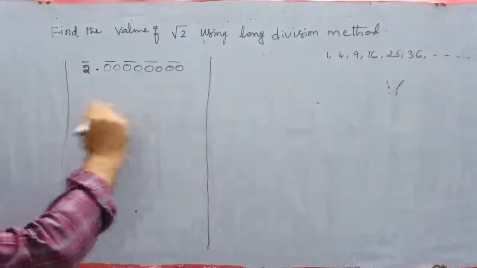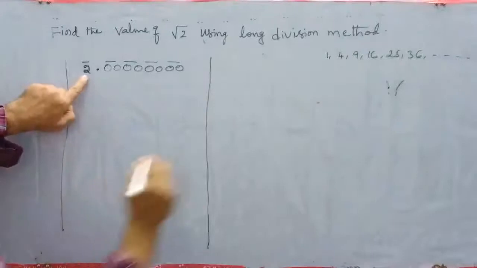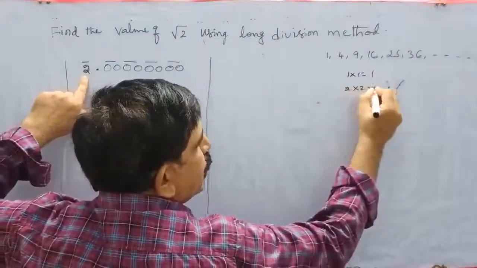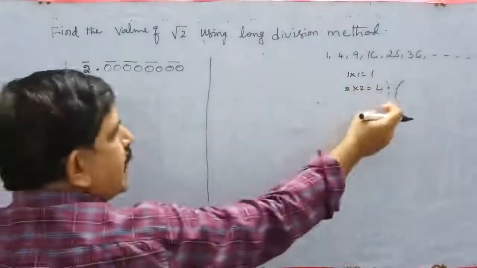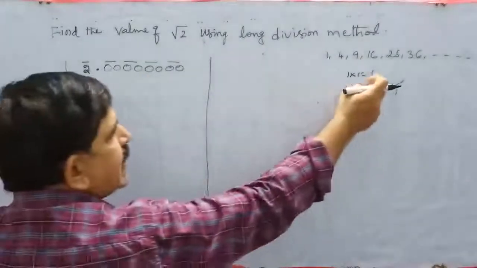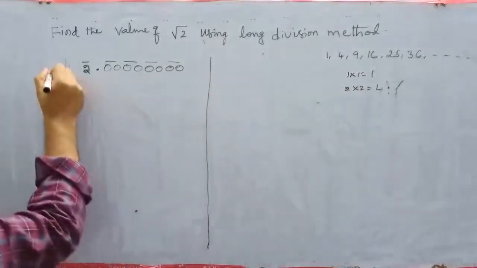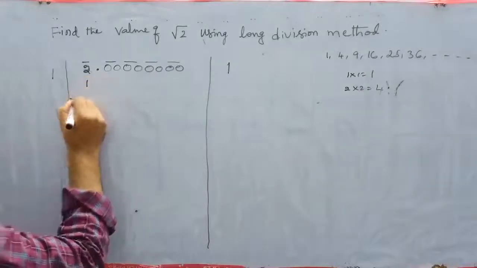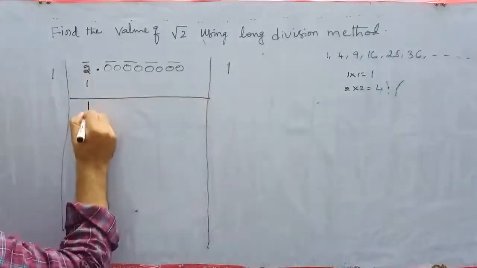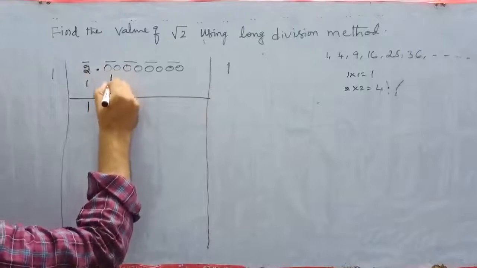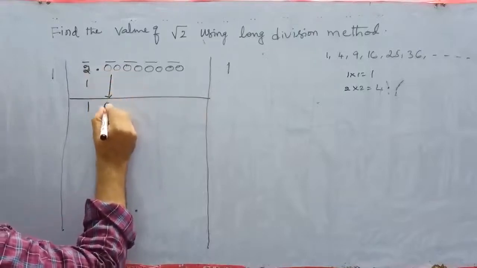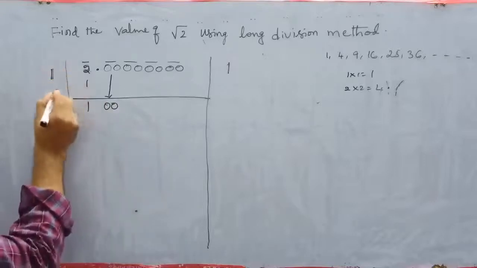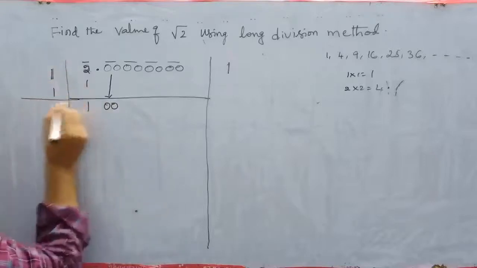Okay, now here first 2. 1 into 1 is equal to 1 and 2 into 2 is equal to 4. So 4 is greater than 2 here and 1 is lesser than 2. So you have to take 1 time. So that is 1 here. Write 1. Next you take the first group, that is 0 0. So it is nothing but 100. Now double this value. 2.